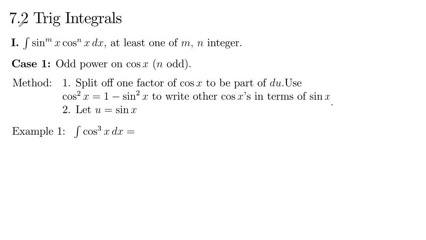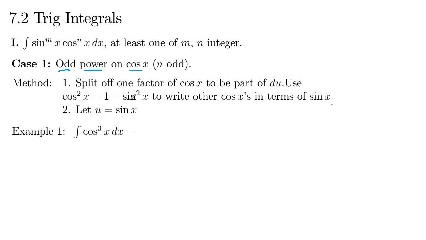In section 7.2, we're going to consider trigonometric integrals, or trig integrals for short. So the first type of integral we're going to consider is powers of sines and cosines, where at least one of m and n is an integer, maybe both of them. And the first case we'll consider is when we've got an odd power here on the cosine x.